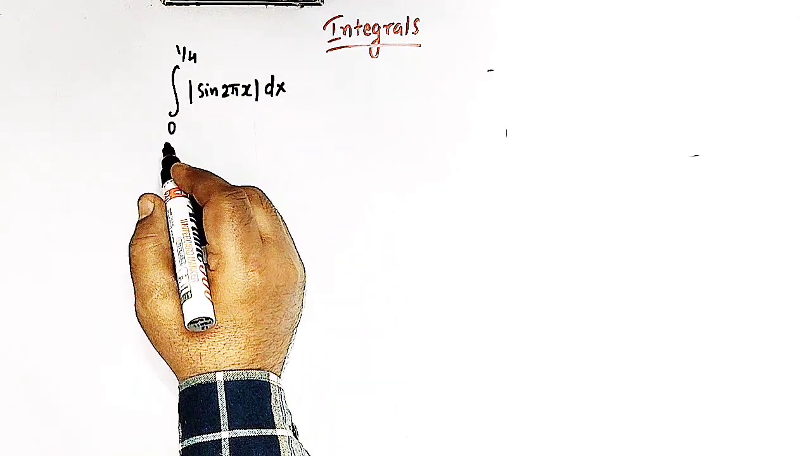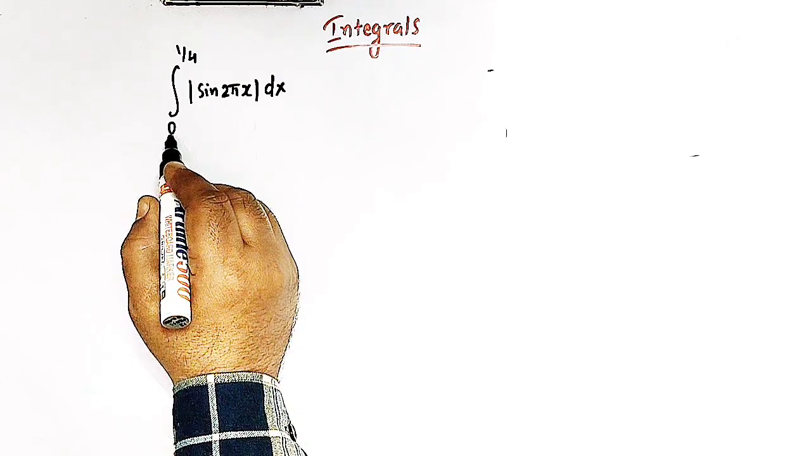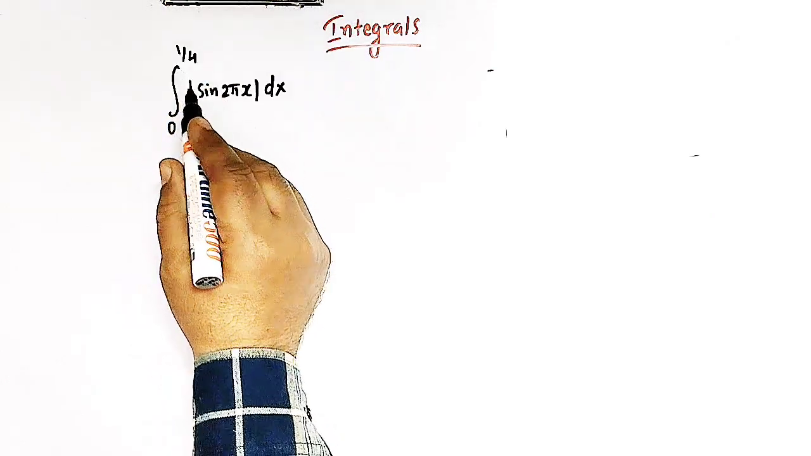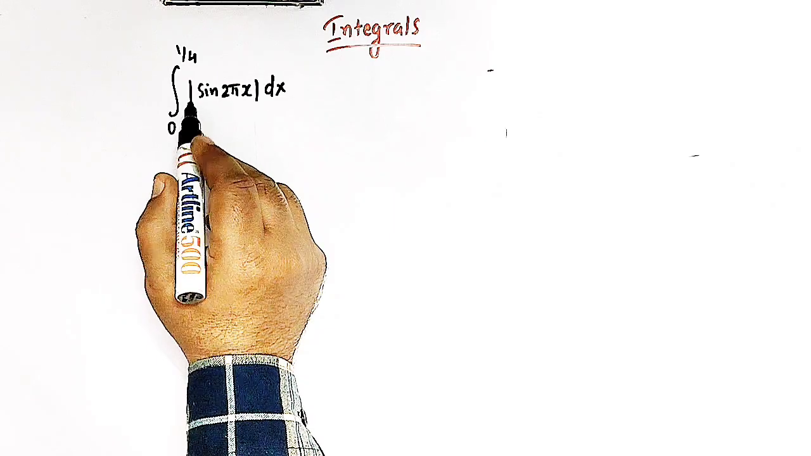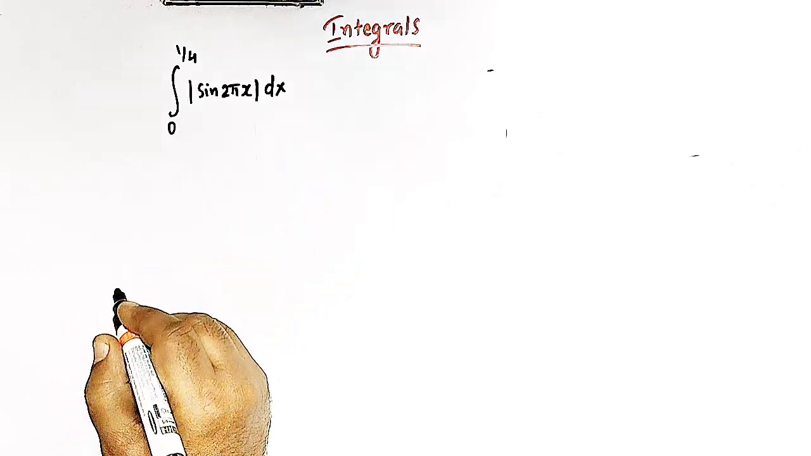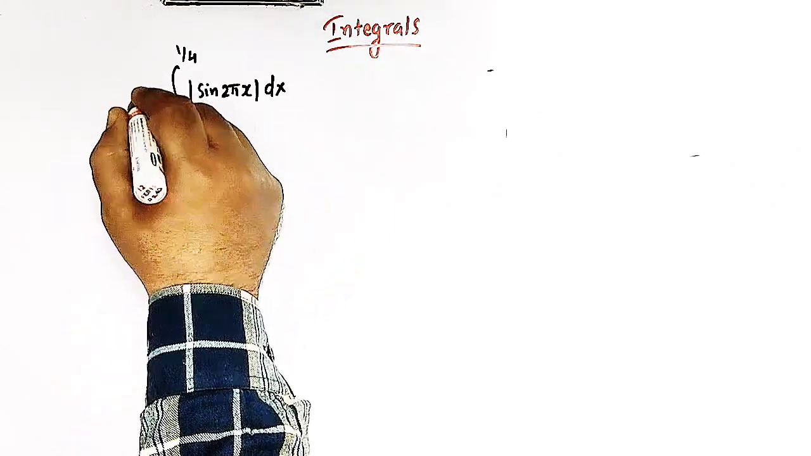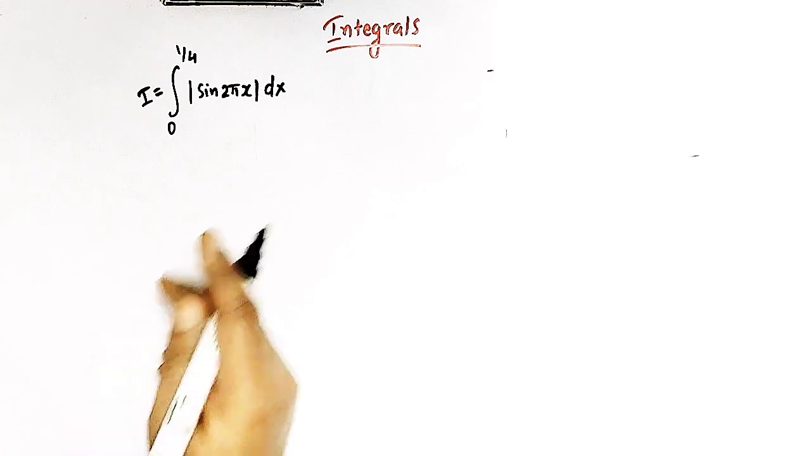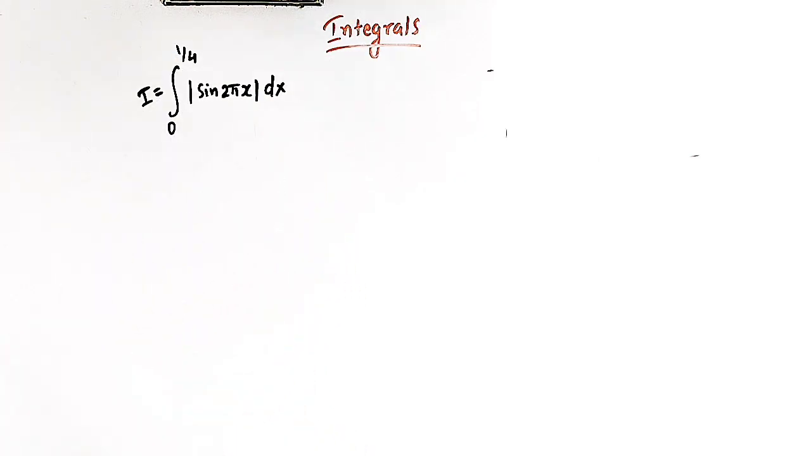And here we have to evaluate the integral from 0 to 1 by 4, and here the integrand is mod of sine 2 pi x, right? So let us call this integral as I. So here we'll first make use of the method of substitution, and then we'll apply some properties of mod function and sign convention of trigonometric functions in four quadrants.